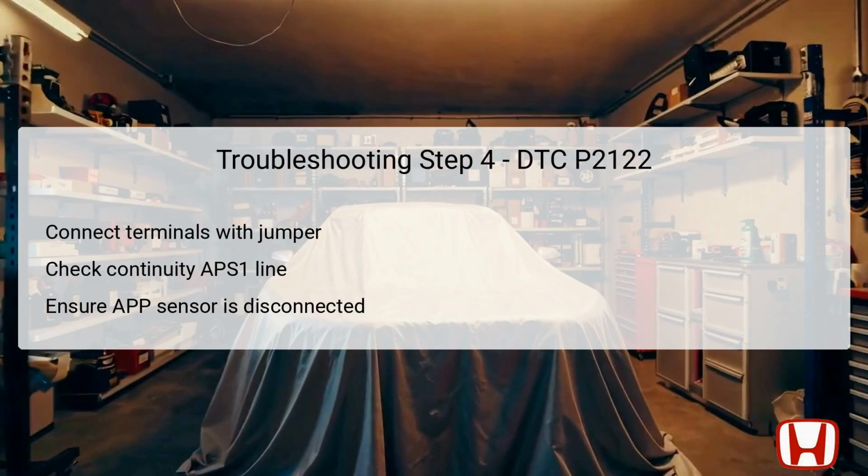In step 4, the focus remains on the APS1 line to check for any possible open wires. Begin by connecting the terminals A, APP sensor 6P number 4, YL wire, and B, body ground, using a jumper wire. This connection mimics a completed circuit, allowing us to test continuity effectively. With the jumper wire in place, you must verify the continuity between test point 1, ECM connector A number 28, YL wire, and test point 2, body ground.